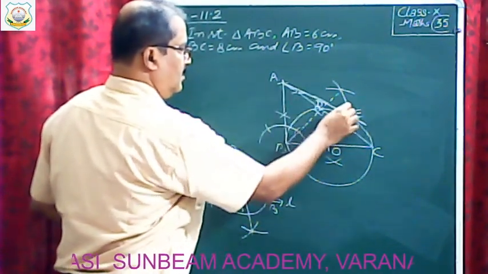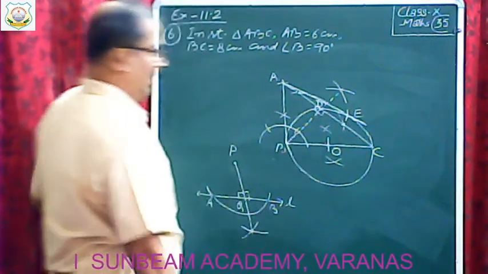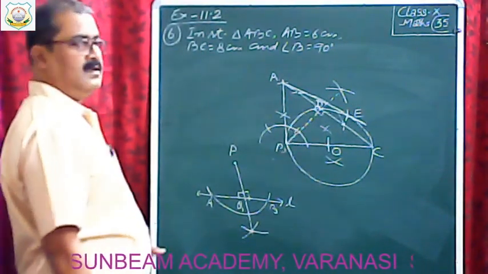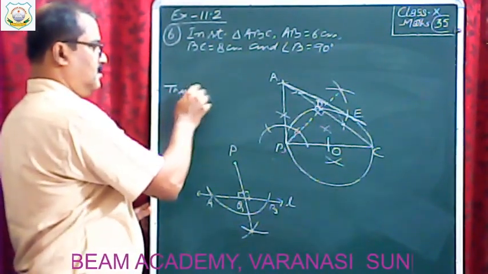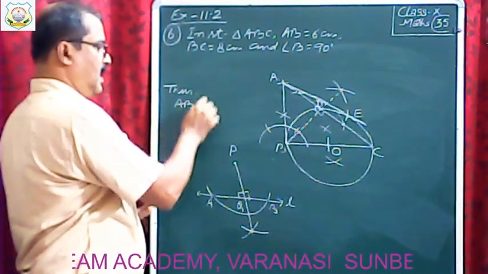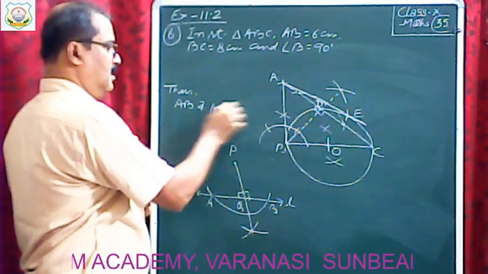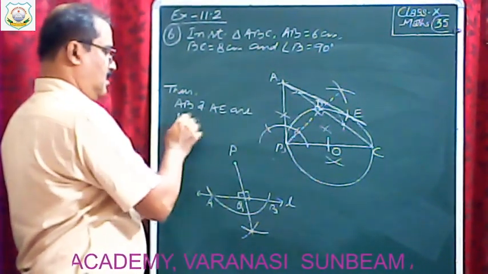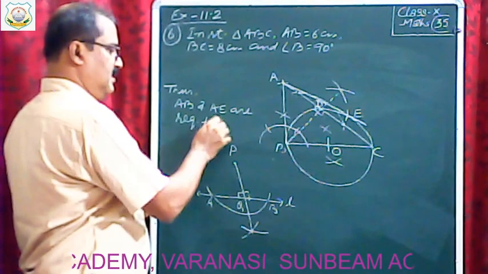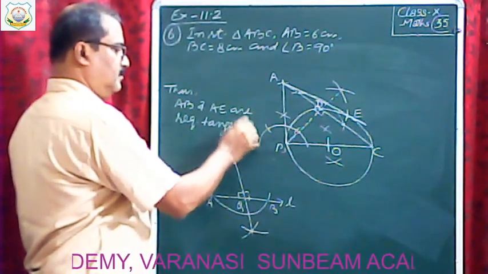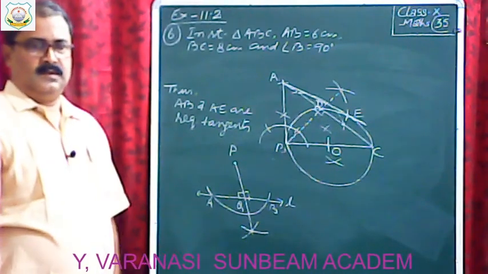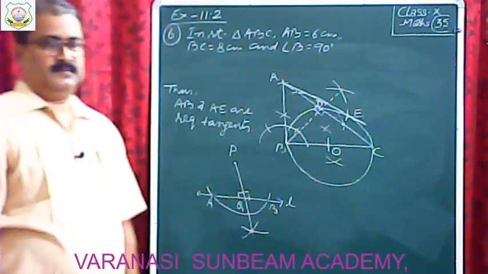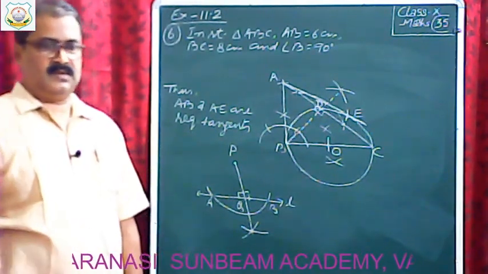Join AE. So AE and AB are the required tangents. Thus AB and AE are the required tangents. Okay, so 4 in 1. You have to repeat the same construction 2-3 times.